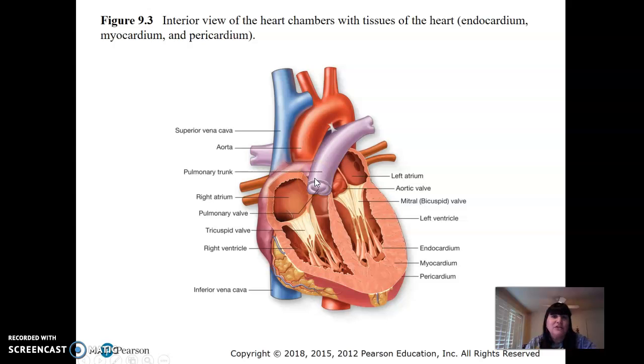I'm going to put a video that shows blood flow and that shows the sounds. Really look at it, because if you look at the animation, it makes so much more sense. All right.